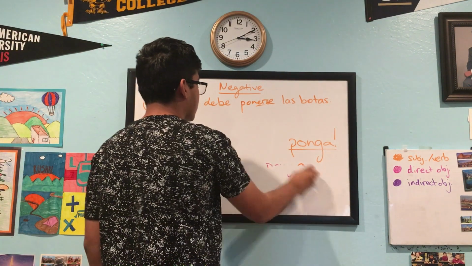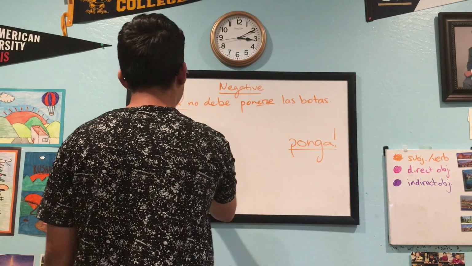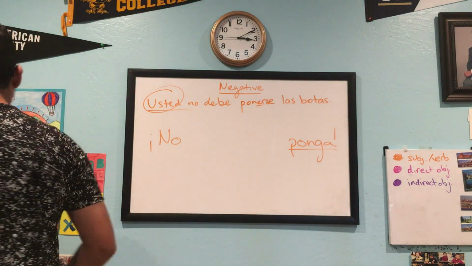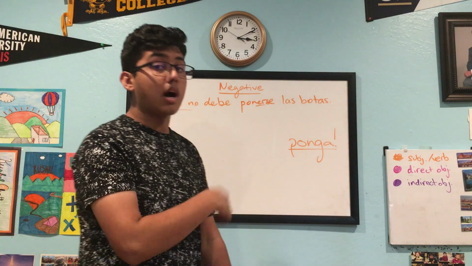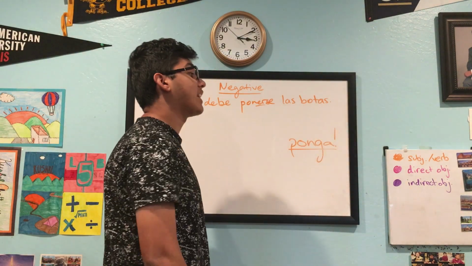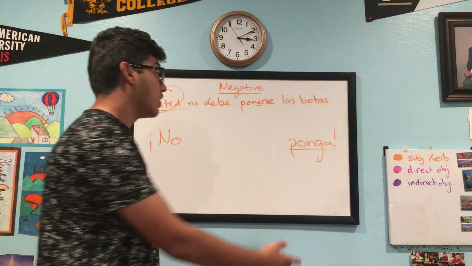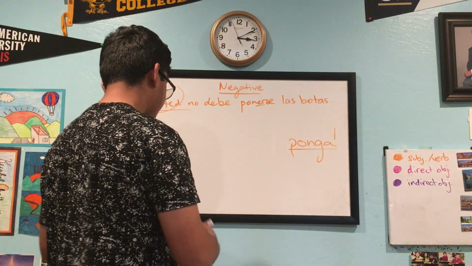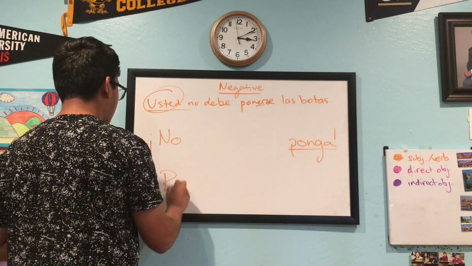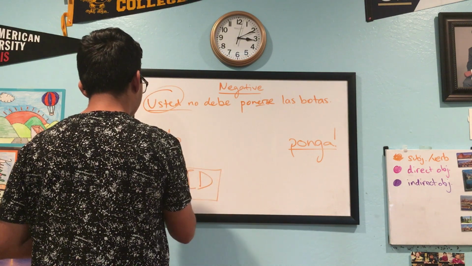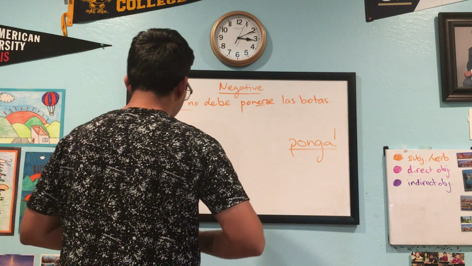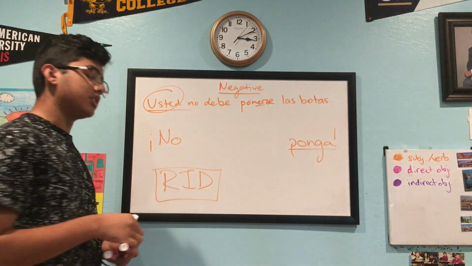Cool. And why did I leave such a big blank here? I left this big blank because we have to put the pronouns before the verb. We cannot put them attached, just like how we did it with the affirmative ones. We have to put them before the ponga. And we always use this RID order: reflexive, indirect, direct. So what do we put here first?